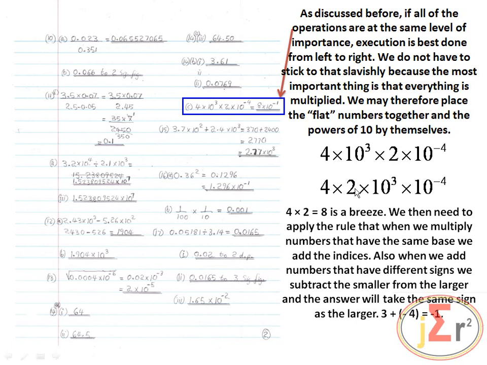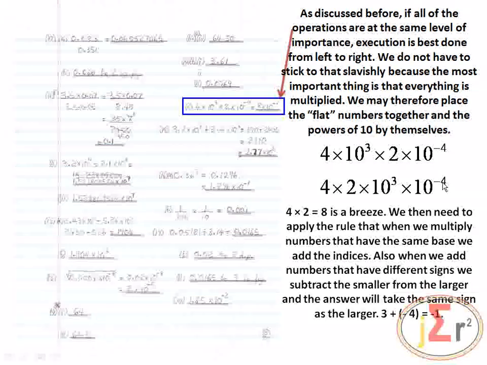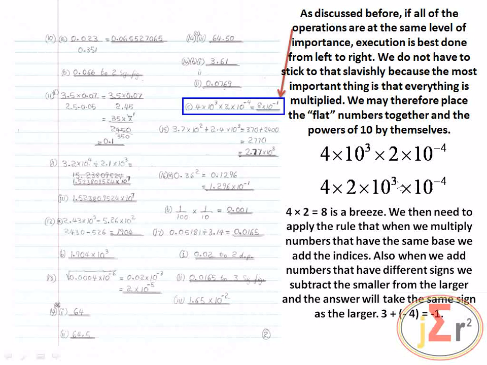No problem, 4 times 2 is equal to 8. When we multiply numbers that have the same base, we add the indices. The indices have different signs. When we add numbers with different signs, subtract the smaller from the larger, we get 1. And the answer will take the same sign as the larger, which is negative. So the result is negative 1. So we will have there 8 times 10 to the power of negative 1.